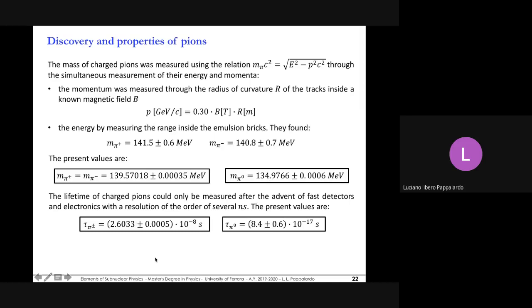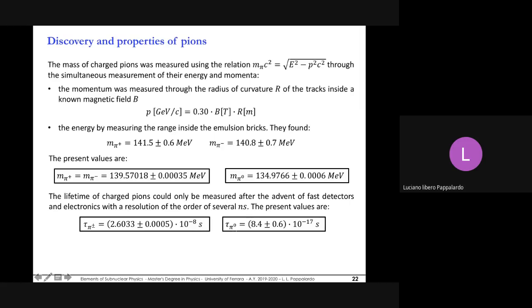And the lifetime of charged pions could only be measured after the advent of the first detectors with fast electronics, okay? And with a time resolution of the order of nanoseconds, okay? And when this was possible, of course, one could also measure precisely the decay time of both the charged pions and the neutral pions. So for the charged pions it is of the order 2.6 times 10 to the minus 8 second. As you see, this time is much, much longer than the strong decays and also the electromagnetic decays. So this is typical of a weak decay, okay?